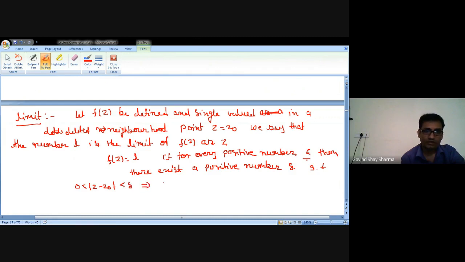implies |f(z) - L| < epsilon. The meaning is that if |z - z0| < delta, we can always find an epsilon such that |f(z) - L| < epsilon. Then this is called the limit.